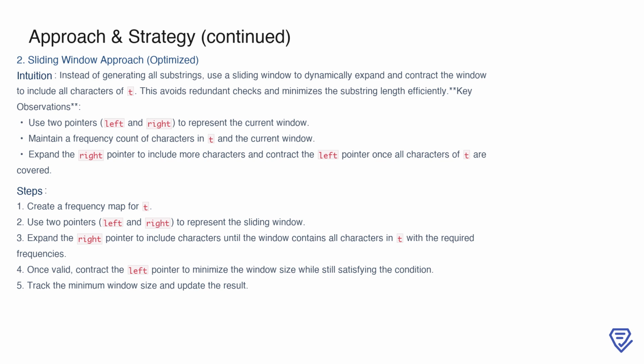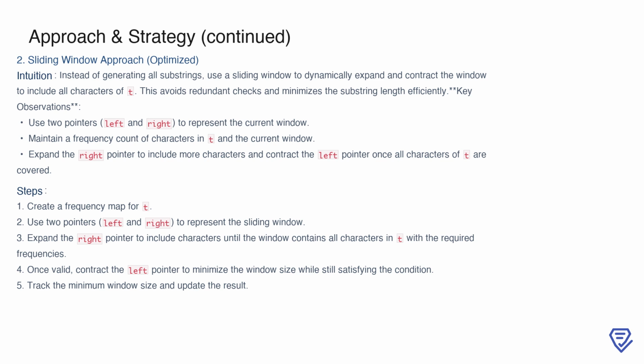condition. At that point, we begin contracting the window using the left pointer to minimize its size while still ensuring it remains valid. This dynamic adjustment allows us to efficiently track the smallest valid window and update the result as necessary.